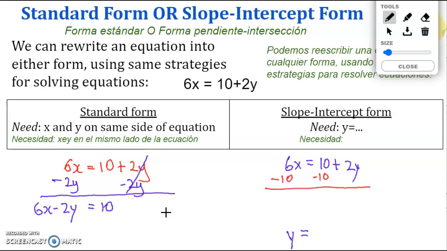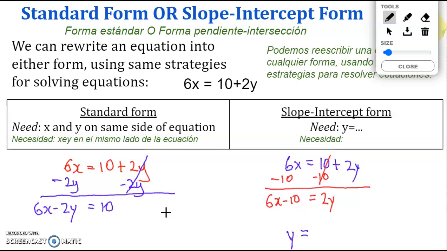Okay, so where we've left off is we're converting this equation 6x is equal to 10 plus 2y into slope-intercept form. So we want to get to y is equal to, so we want everything else on the other side. So we want the 10 to be on the other side. So to bring that, it's a positive 10, so we're going to subtract 10 from both sides. And that becomes 0, and you're left with 2y on the right hand side and 6x minus 10 on the other side.